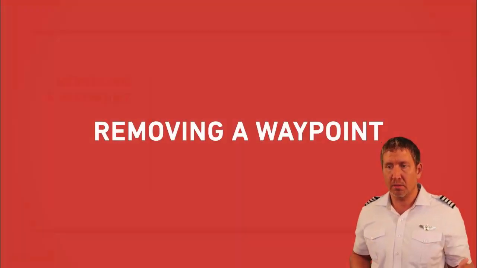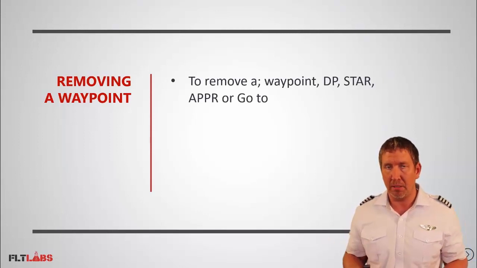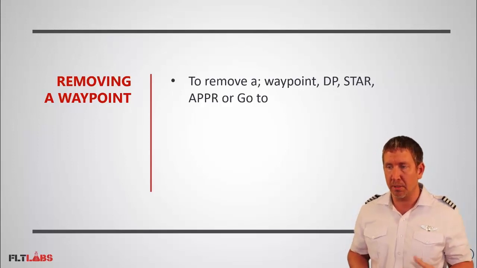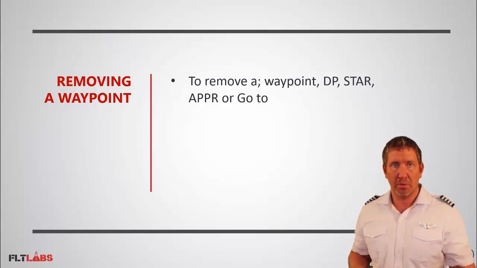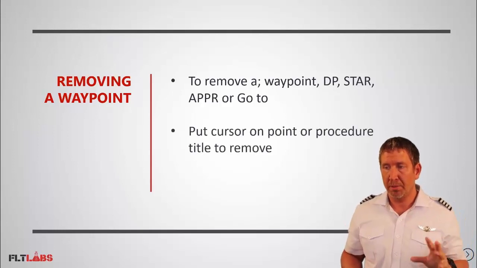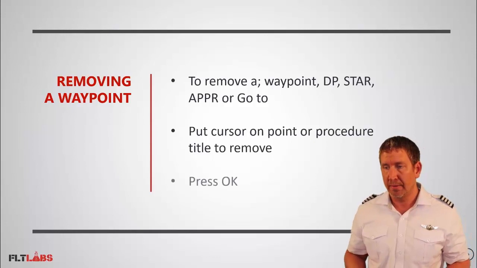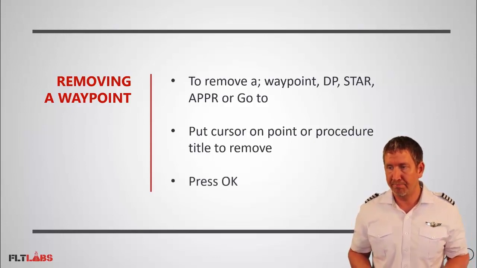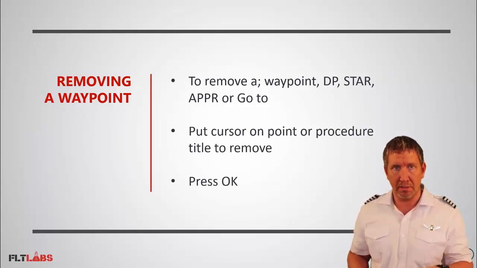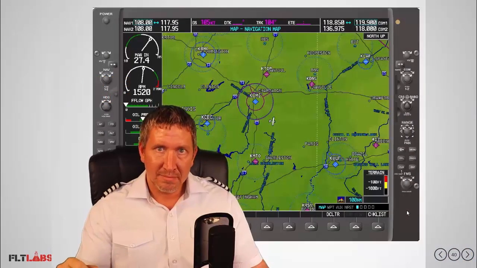Again, we're going to show a video of me entering in a flight plan so you see it. All right, then also we'll see removing a waypoint. To remove a waypoint, a DP, departure procedure, STAR, standard terminal arrival procedure, an approach, or as we're talking about here, a direct go to, we're going to put the cursor on the point or procedure we want to remove, and then remove it. I think it's press clear and then OK. Here we'll check it out.